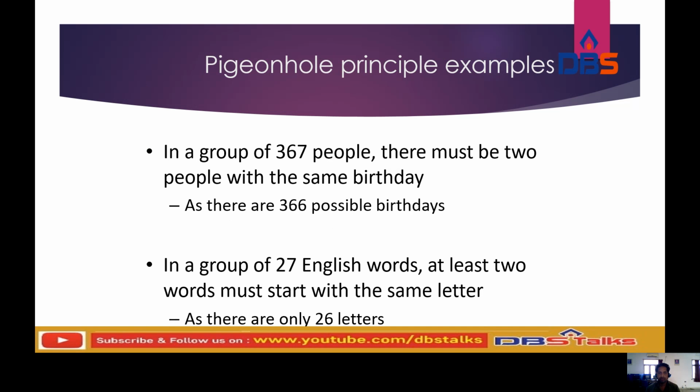See, in a group of 367 people, there must be two people with the same birthday, as there are only 366 possible birthdays. In a group of 27 English words, at least two words must start with the same letter, as there are only 26 letters possible.